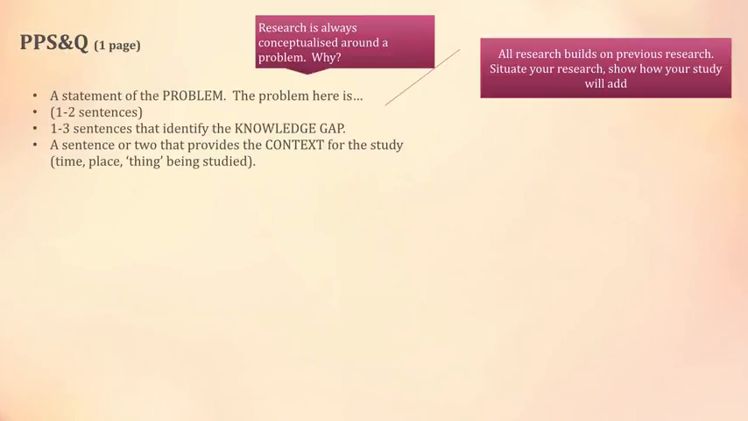The next thing that goes into the problem statement is a sentence or two that provides the context for the study. And the context is really what grounds the research. So this is the time, the place, the people, whatever it is that you are studying, the thing, the document, whatever your samples are. So this is where you would say that the study is happening currently or historically or 10 years ago, and it's happening around this particular group of people or documents or amoeba or whatever it is that you're studying.